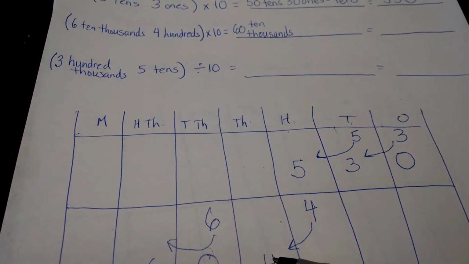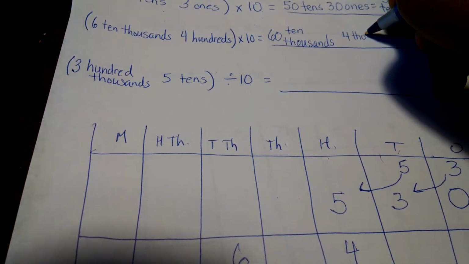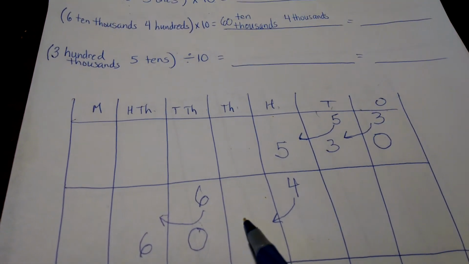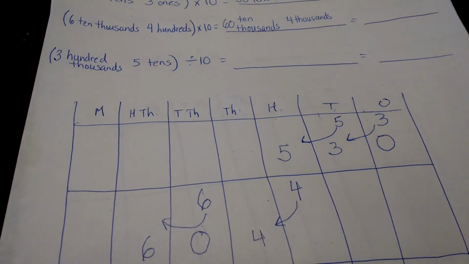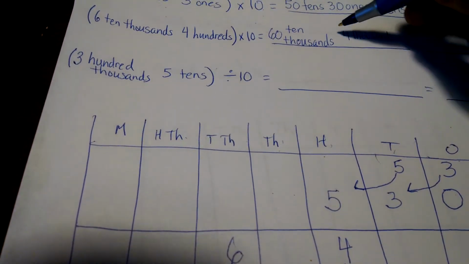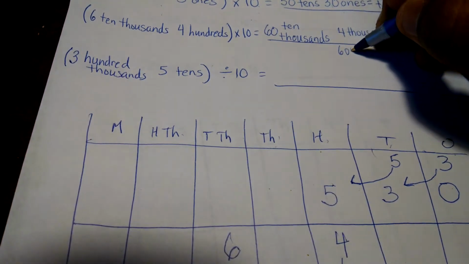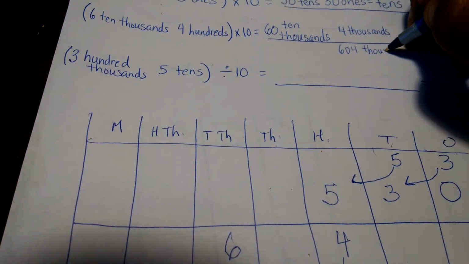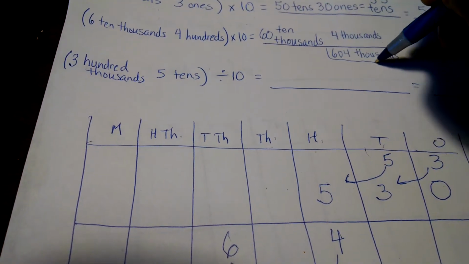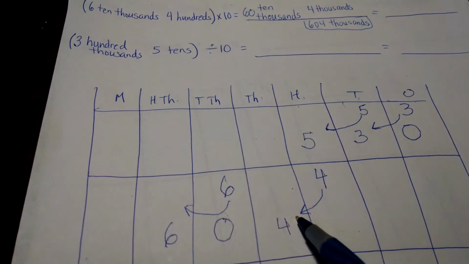And my 400s became 4,000s. And if I look at my digits here, that's 604 thousands. So I could combine these and write 604 thousands. Pretty cool. Now, like I said, if you don't see this advanced way to look at it, you can also leave it like this. But if you look at your digits here, 604,000.